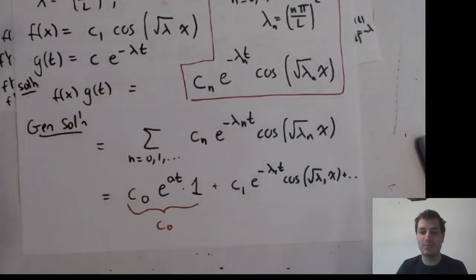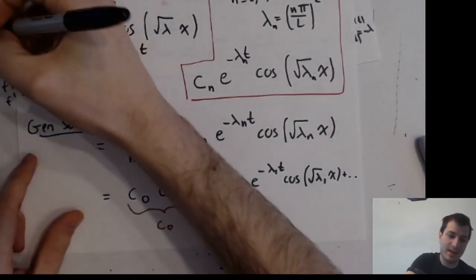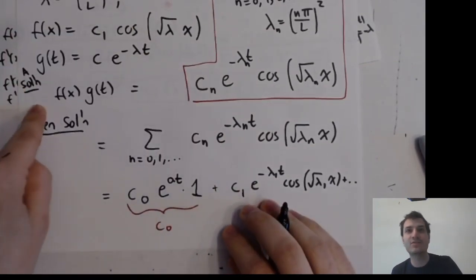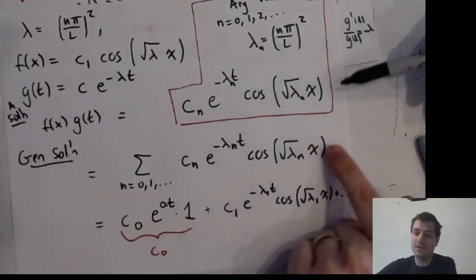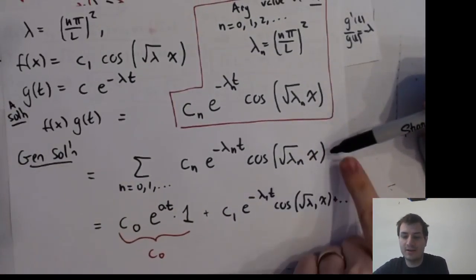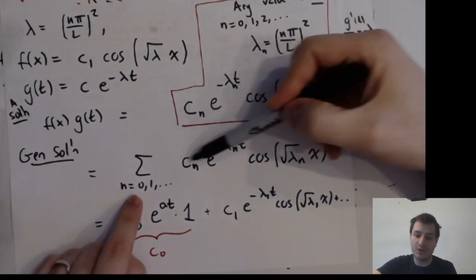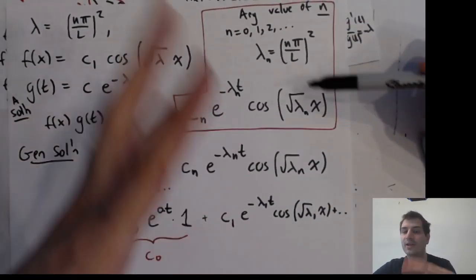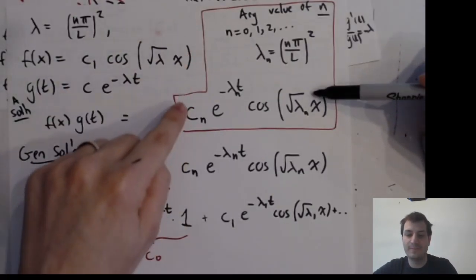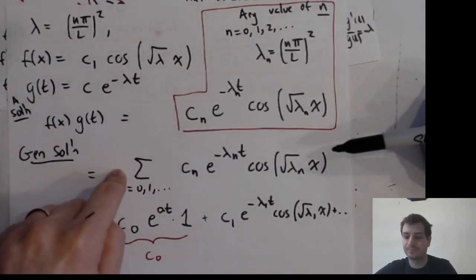So that's how we used superposition to go from a solution, f of x times g of t, to the general solution. And you'll notice the n's mean different things in here. So here n is in the sum, and we're summing over all possible values of n. Here n is one particular fixed number, where here we're going over all of them.